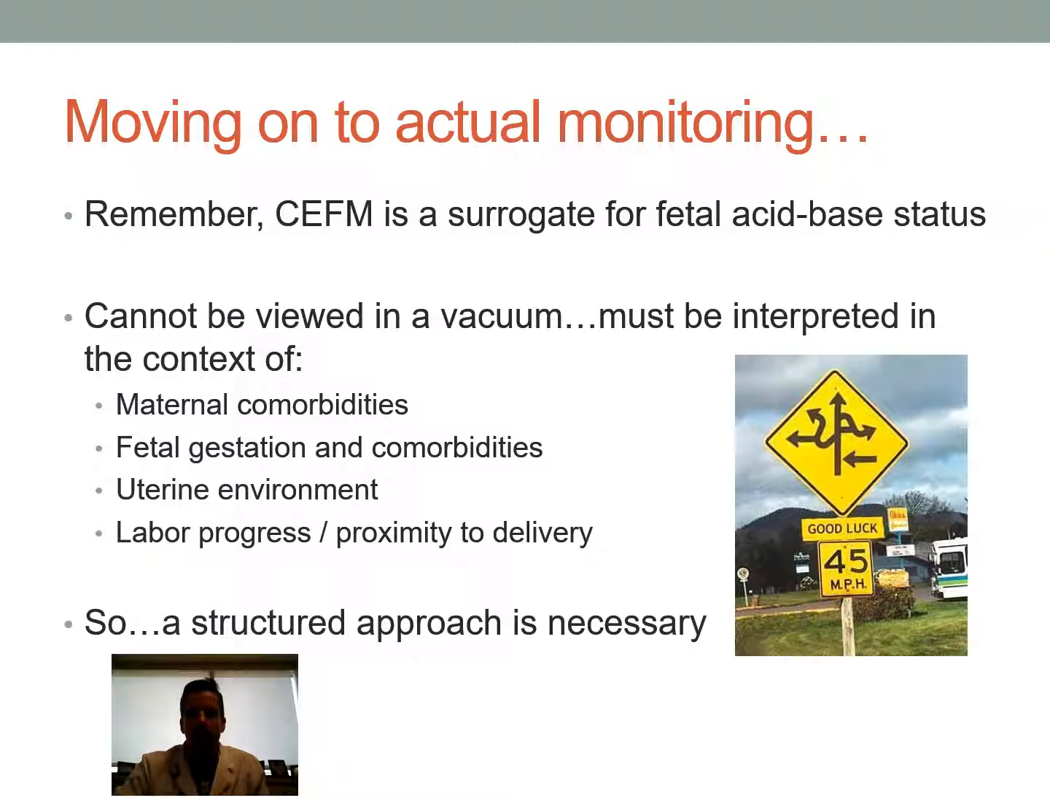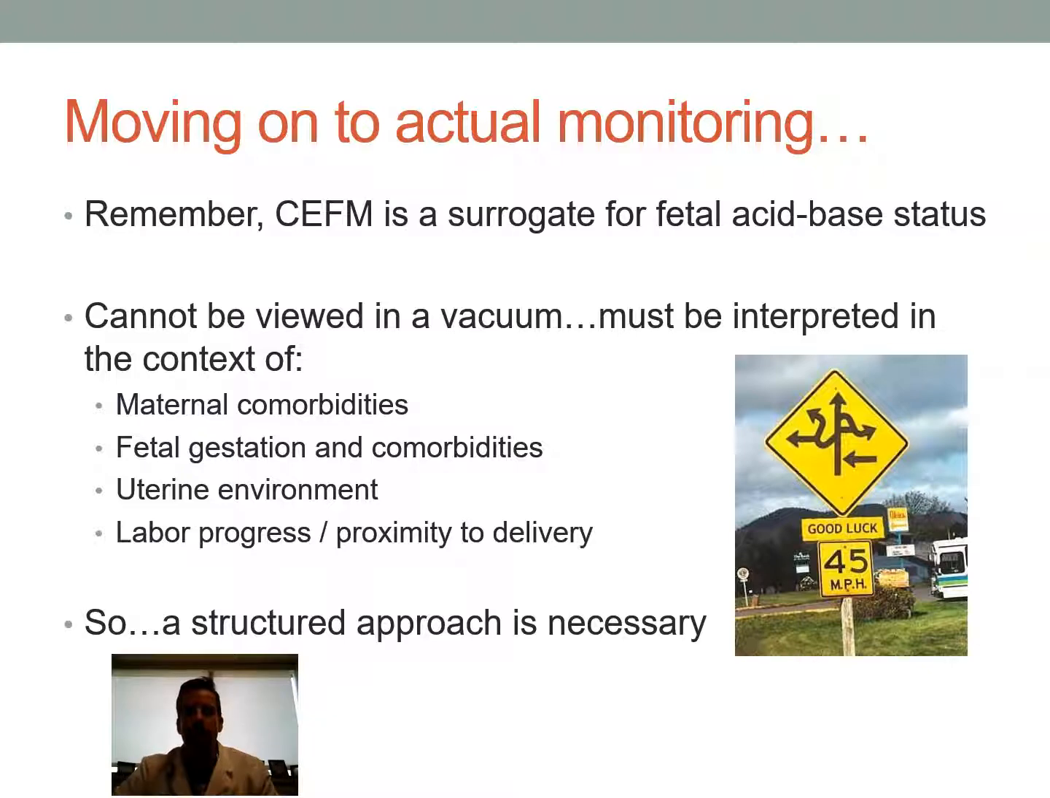All right, so we're going to move on from here to actual monitoring. So again, remember back to that objective slide where I told you that continuous electronic fetal monitoring is essentially a surrogate for fetal acid base status. So also, you cannot view it in a vacuum. You cannot view a fetal monitoring strip as just what's going on in these 10 minutes on the monitor.